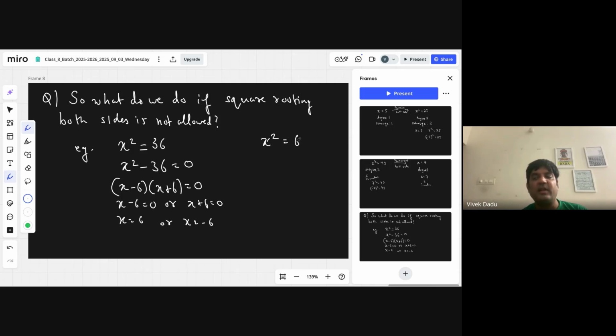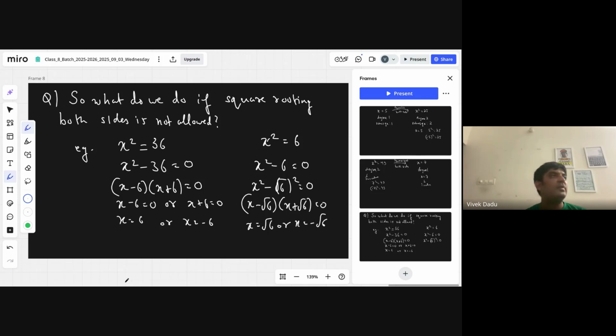Then another way, let's say if you have x square is equal to 6. Even here, if you write x equal to root 6, it's wrong, because you are square rooting both sides. What is the right way to do? Bring it on left hand side. Write it as x square minus root 6 whole square. Then x minus root 6, x plus root 6 is equal to 0. So x equal to root 6 or x equal to negative root 6.